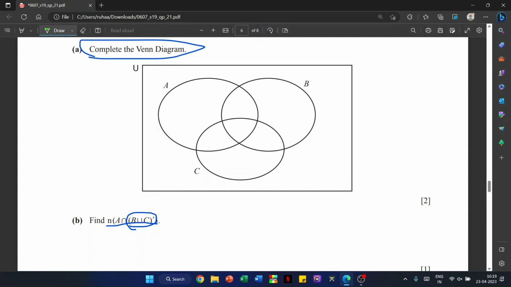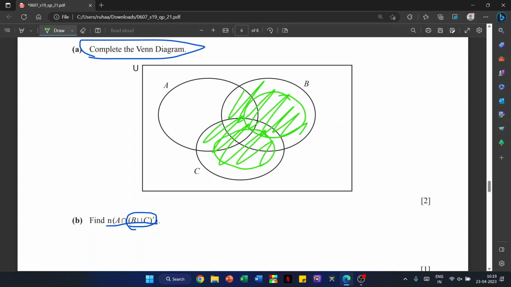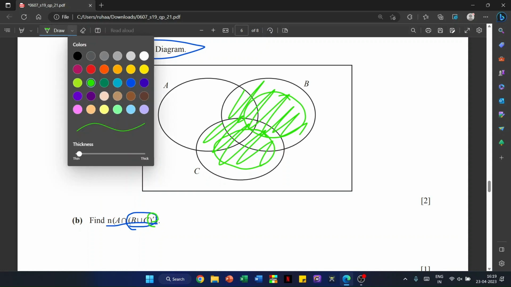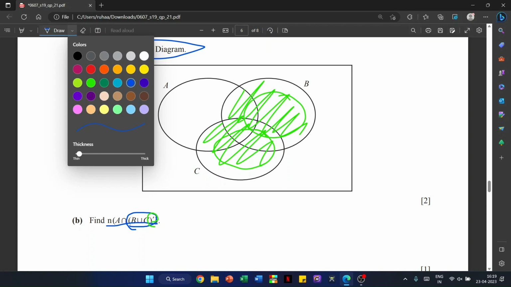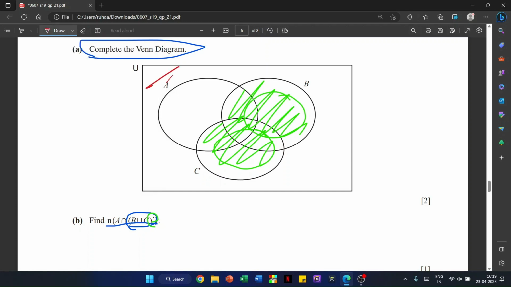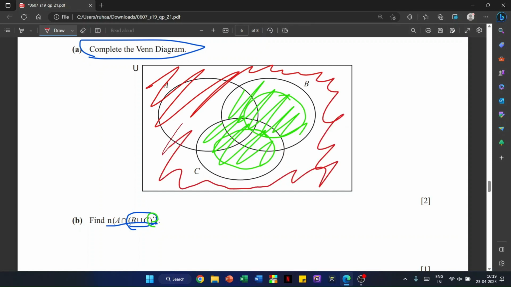So what is B union C? B union C means that all of these elements over here are combined. Next is this dash over here, which means that it's everything except that. Let's take red. It's going to be the entirety over here. That is what it means when B union C dash.